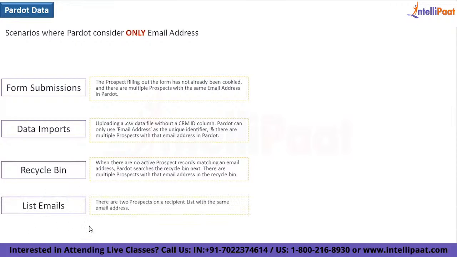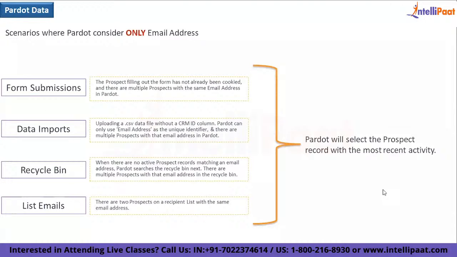And in list emails, there are 2 prospects on the recipient list with the same email address. In all these instances, in all these activities, what happens? Pardot will consider only the email address. It will not go based on the CRM ID. It will identify the email address which has got a very recent update or recent activity.